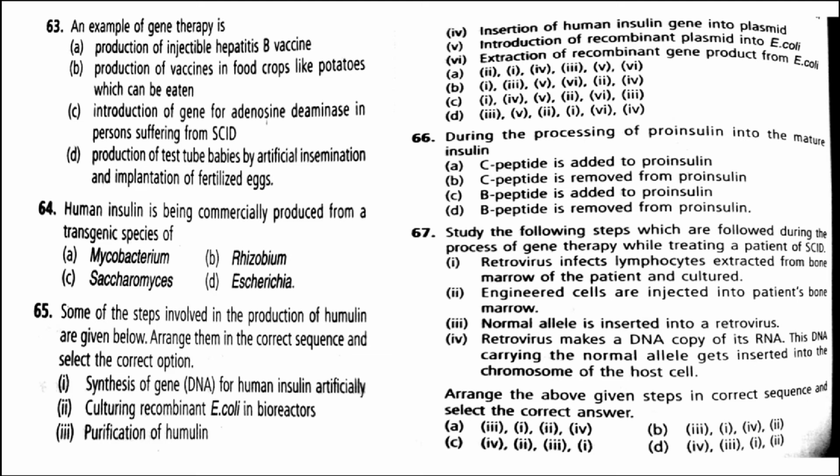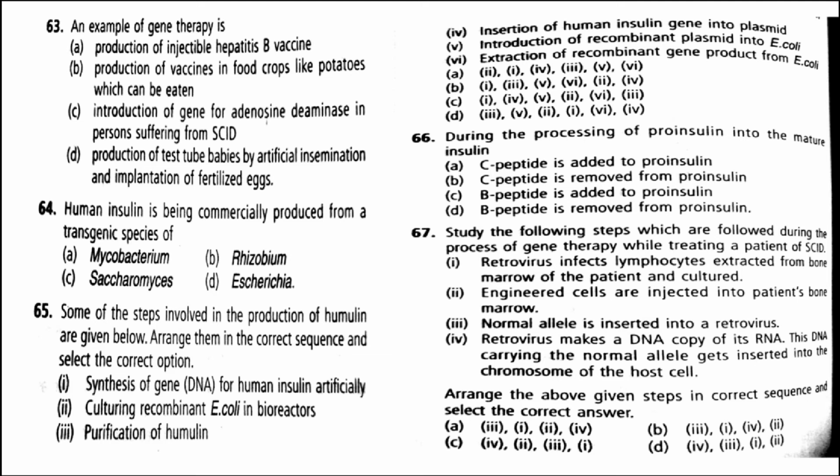Next, human insulin is being commercially produced from a transgenic species. A, Mycobacterium. B, Rhizobium. C, Saccharomyces. D, Escherichia. Answer is option D. Some of the steps involved in production of humulin are given below. Arrange them in correct sequence and select the correct option. Here the correct sequence is option C.